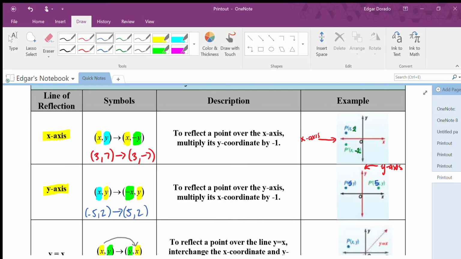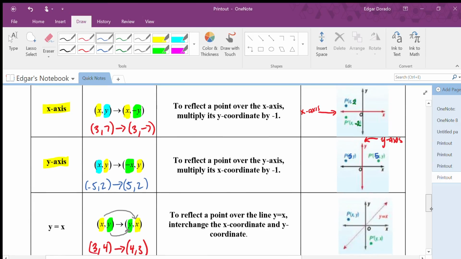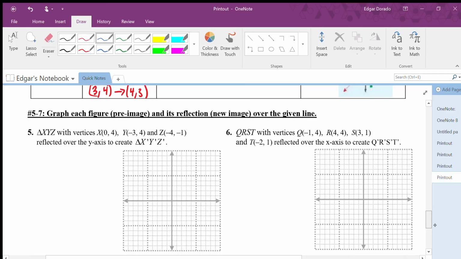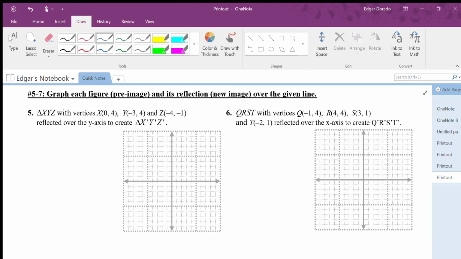All right, so those are just quick little examples of what all of these different reflections look like. Okay, they're a little different from translations because we have more specific rules that we have to follow. So why don't we actually go ahead and start looking at some of these examples. It says graph each figure, the pre-image, and its reflection, the new image, over the given line. I'm going to go ahead and try example number 5, and I'm going to give you guys a shot to do example number 6.